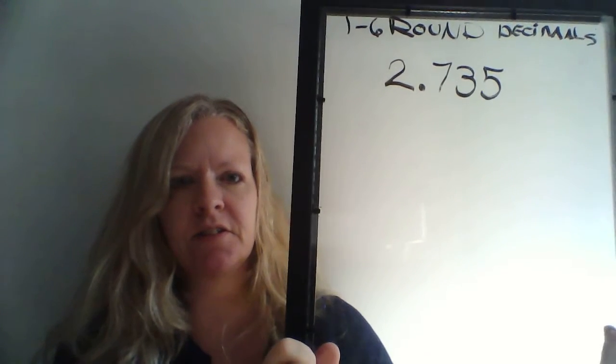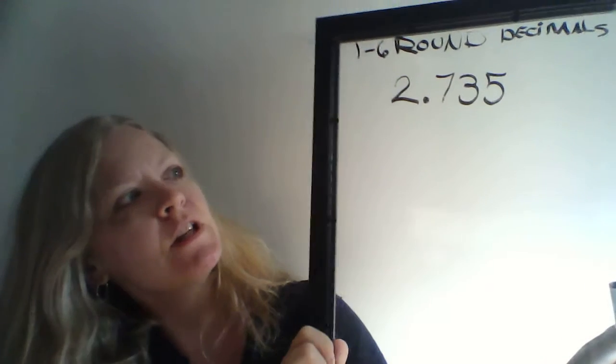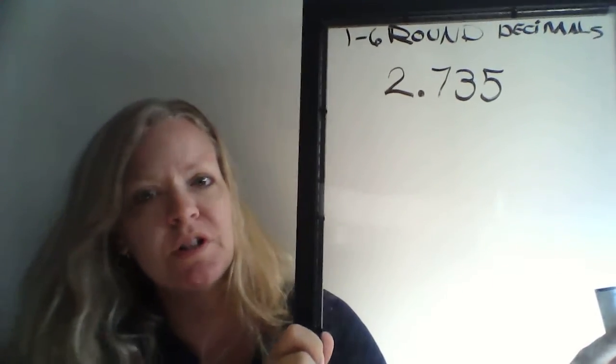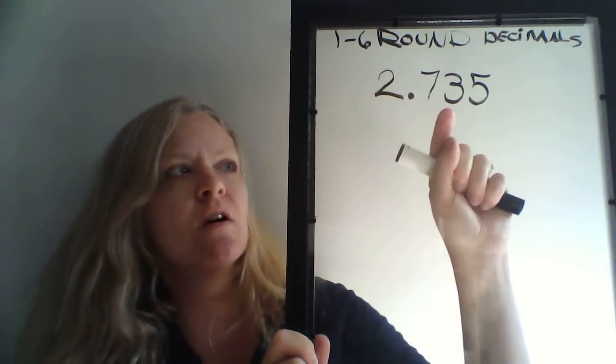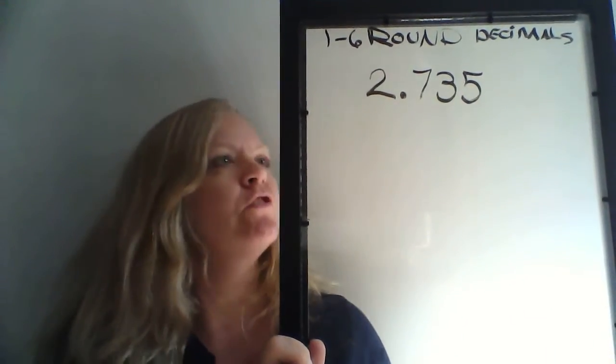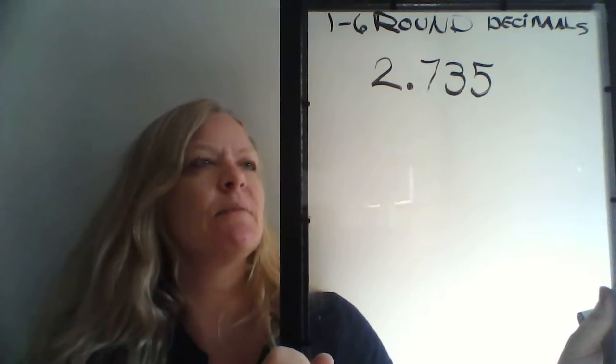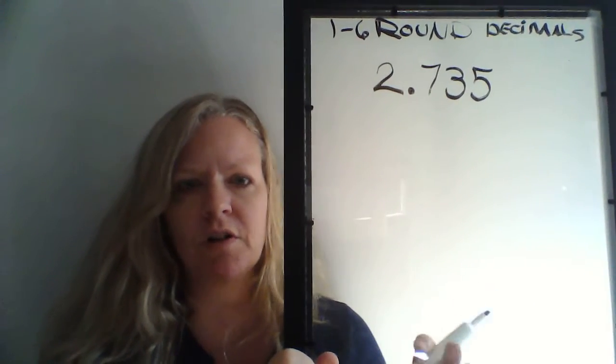Lesson 6. Rounding decimals. So what do we have here? We have 2.735. That's 2 and 735 thousandths: tenths, hundredths, thousandths. So 735 thousandths, we would read that. So let's say I want to round my decimal to the nearest tenths.